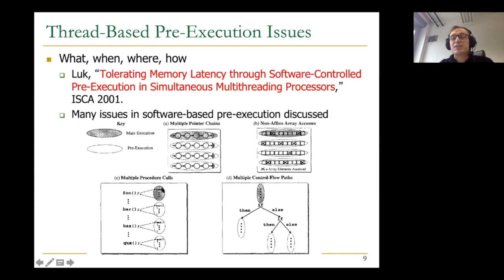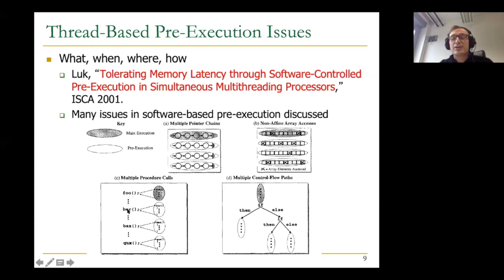Or you could do multiple procedure calls. You can see that there are 4 procedure calls the program will consecutively reach, but the main program operates on one procedure call at a given time. But you can launch pre-execution threads that operate on the 3 procedure calls that you expect the program to reach at some point, right? And you can see that these are pre-executed concurrently with the main thread.